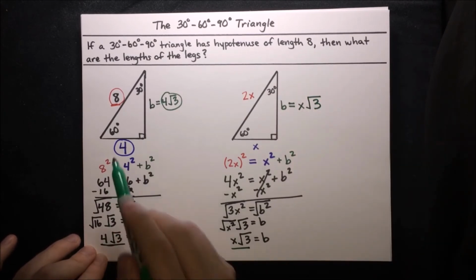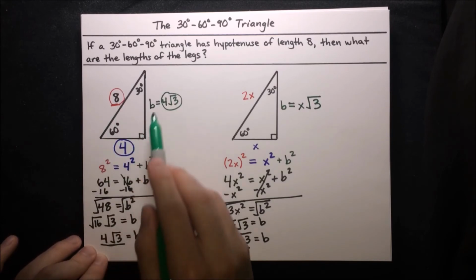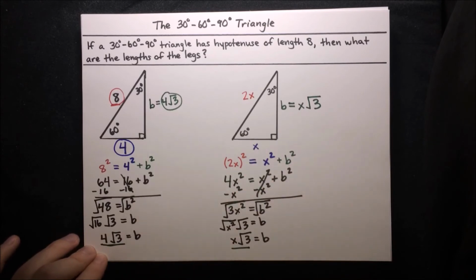This matches up perfectly with what we found in the example. When the shortest side was 4, the middle side was 4 root 3. Perfect.